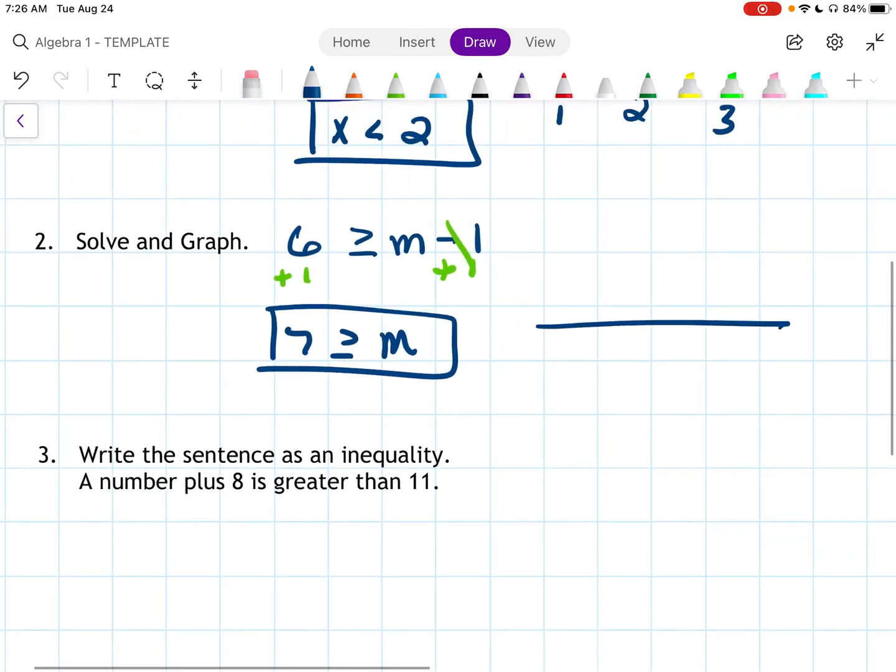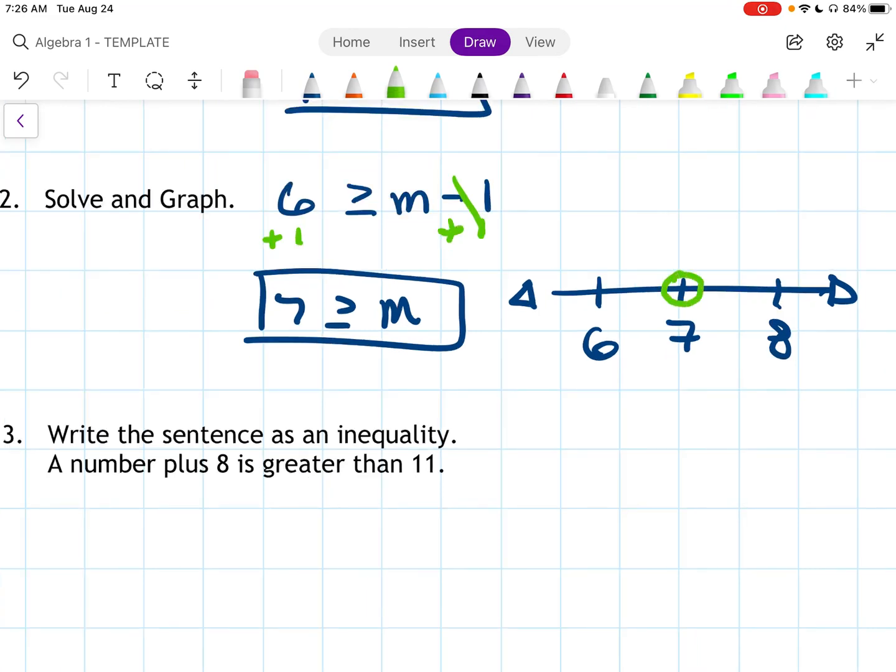Now I need my number line. I'm going to have the number 7, I'll have the number 6, and I'll have the number 8. I'm going to put a circle on the number 7. It's going to be a closed circle because there is the or equal to sign there. It says that 7 is bigger than m. Another way to say that would be that m is smaller than 7. So smaller than would be to the left.